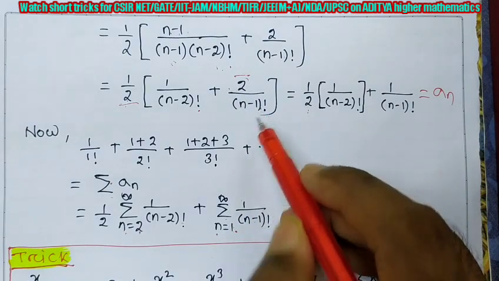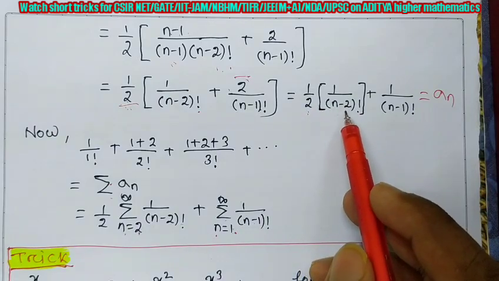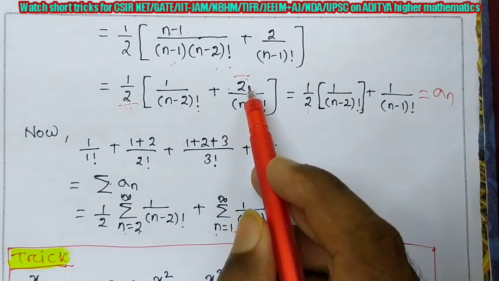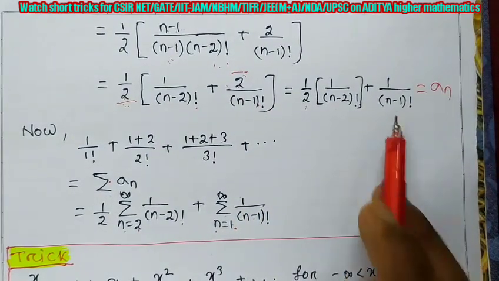(n-1)!. Now if you multiply with 1/2, this one 1/2 into 1/(n-2)!, but here 2 and 2 is given, so it will cancel. So 1/(n-1)!. So this is the value of a_n we got.